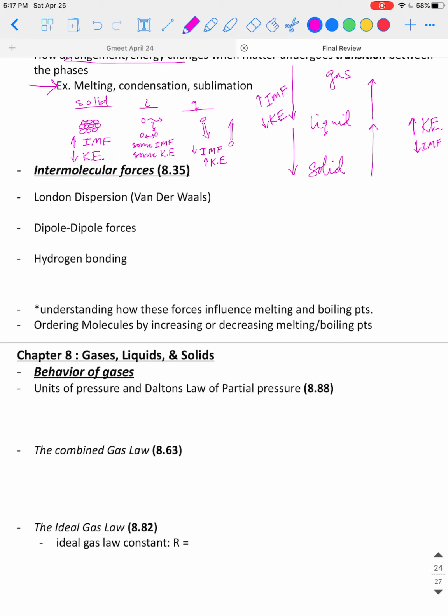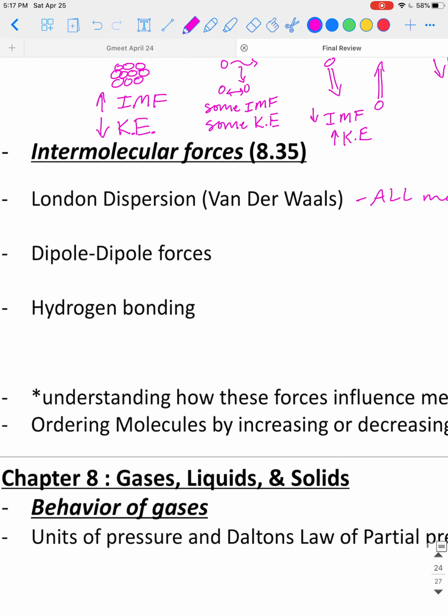The most important thing, perhaps, from Chapter 8 that we talked about was intermolecular forces. A good practice problem for that is 8.35. The three kinds of intermolecular forces are London dispersion forces, also known as van der Waals forces. These are present in all molecules, but they are dominant, meaning they are the strongest force, in nonpolar molecules.